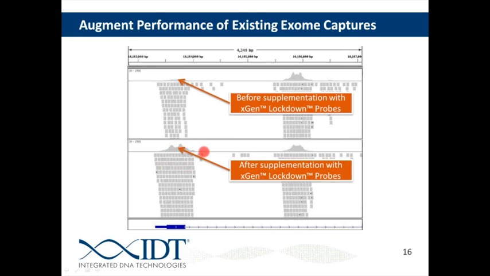So one of the most popular applications of lockdown probes is to improve the capture of existing capture panels that you can purchase today from such technologies as NimbleGen or SureSelect.